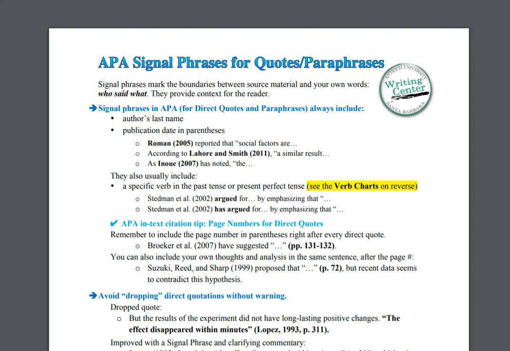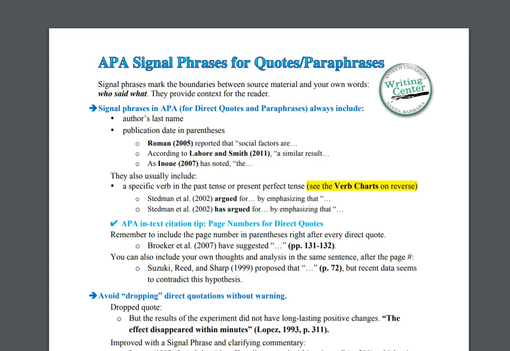Today we're going to learn about APA signal phrases for quotes and paraphrases. Signal phrases mark the boundaries between source material and your own words, or who said what. They provide context for the reader. This is very important because as you're adding your quotes in, you don't want the reader to be confused about how that quote fits into your work or where that quote came from.